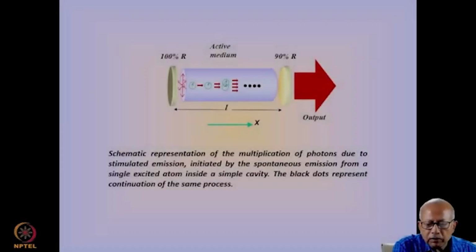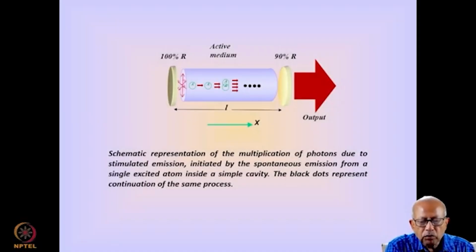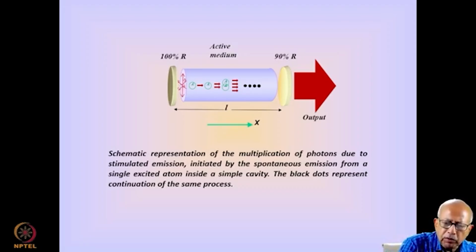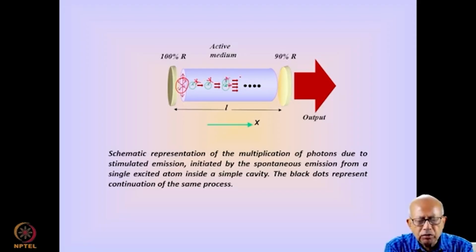So there are numerous excited atoms which by themselves will come down and spontaneously emit photons that will be emitted in all possible directions, as I have shown here. Some of these photons which are emitted along the axis will, as they travel, interact with more excited atoms and stimulate them to emit more and more similar photons, so the number will multiply.